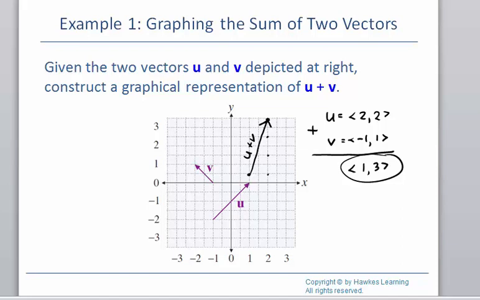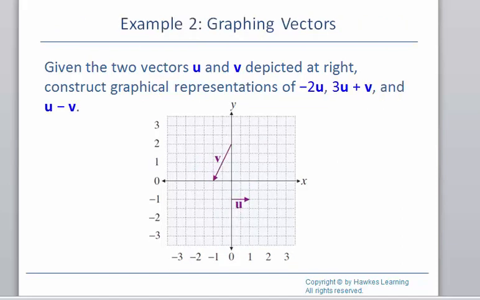Okay, let's try another example. Example 2 says, given two vectors u and v depicted in the graph, construct graphical representations for negative 2u, 3u plus v, and u minus v. So again, let's do our component forms for our vectors first.